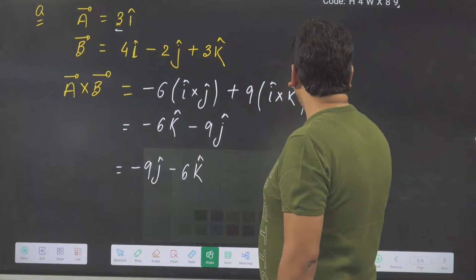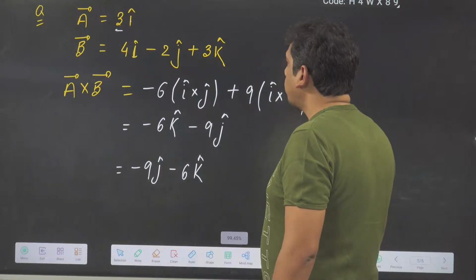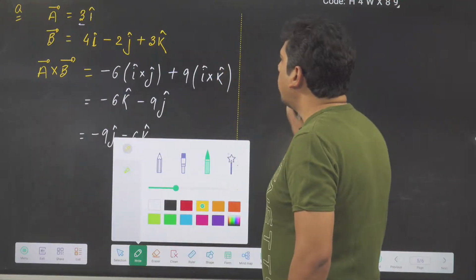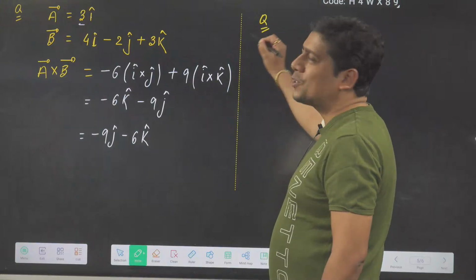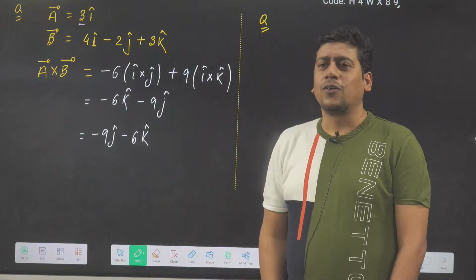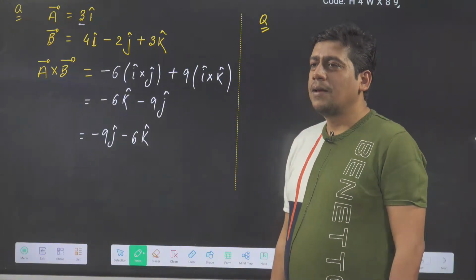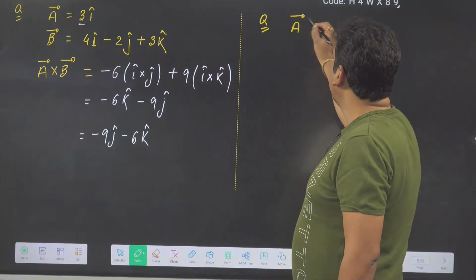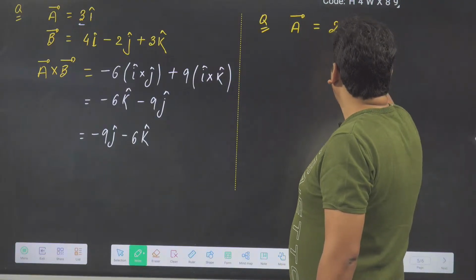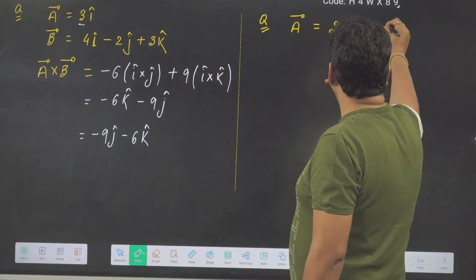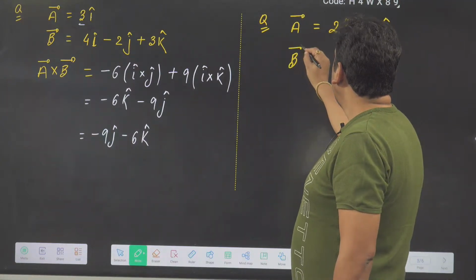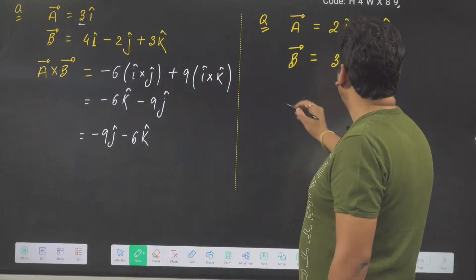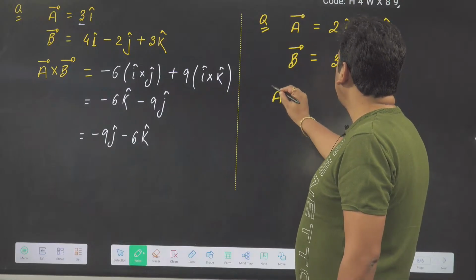Chalo, increasing the level now, slowly. Dot product was easier, I think. Now you must be feeling that dot product was good, sir. Correct? Chalo. A vector is 2i cap minus 5j cap. B vector is 3i cap plus j cap. Do A cross B.